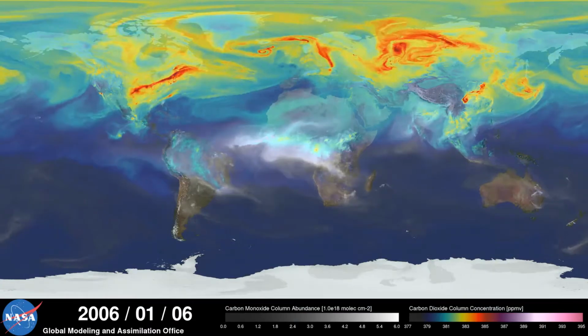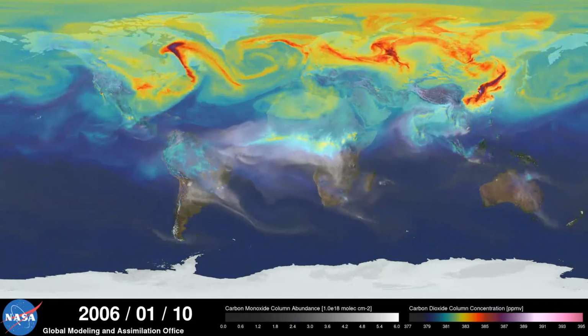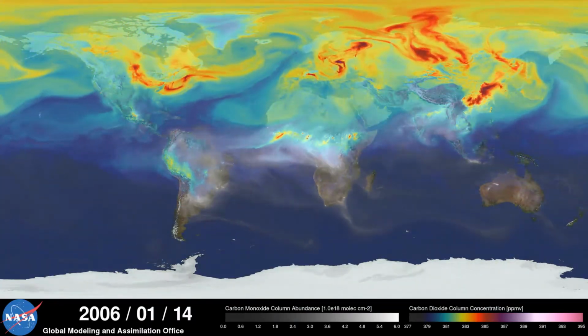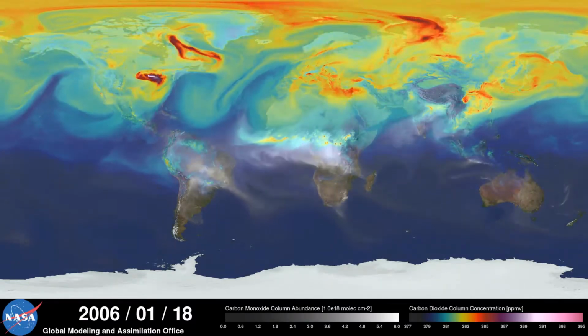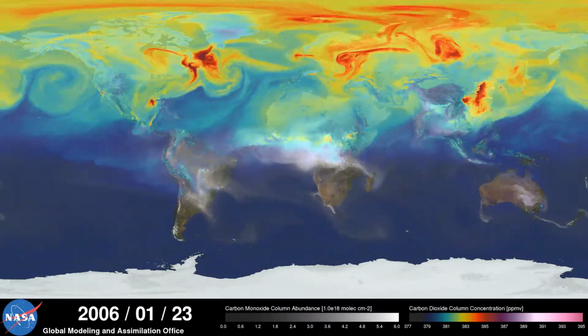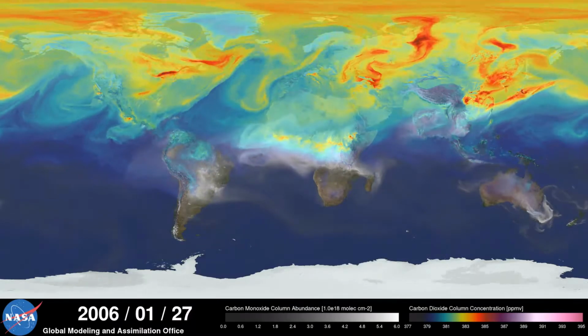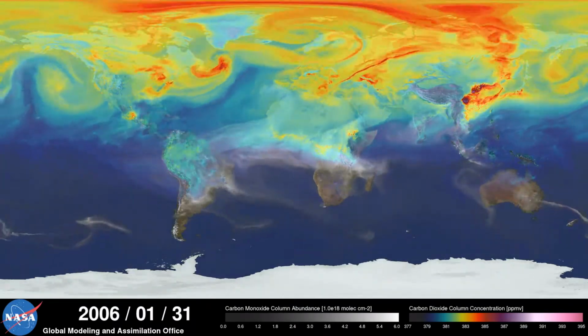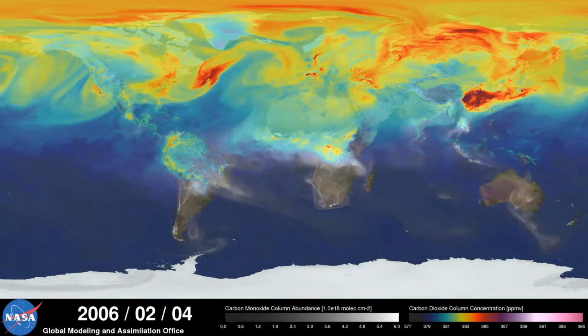Hi, this is Bill Putman. I'm a climate scientist at NASA's Goddard Space Flight Center. What you're looking at is a supercomputer model of carbon dioxide levels in the Earth's atmosphere. The visualization compresses 1 year of data into a few minutes.